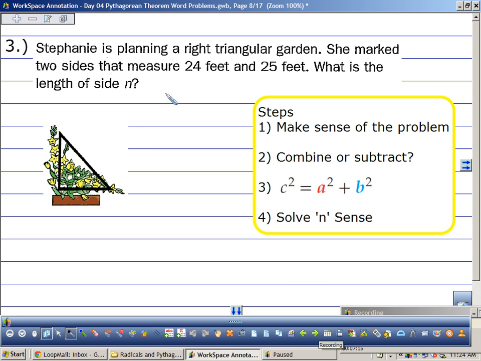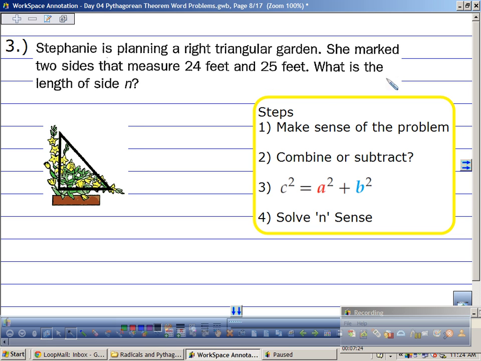All right. Try this one, guys. It says Stephanie is planning a right triangular garden. She marked 2 sides that measure 24 feet and 25 feet. What's the length of the n-th side? Let's put n here. Let's make this side 24 and this side 25. You guys do that one for me.